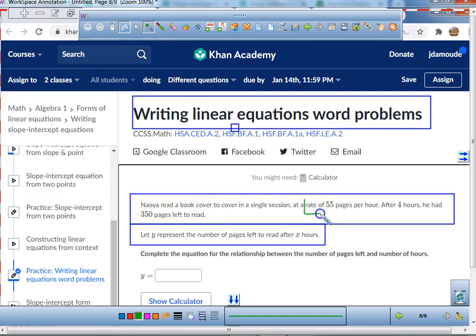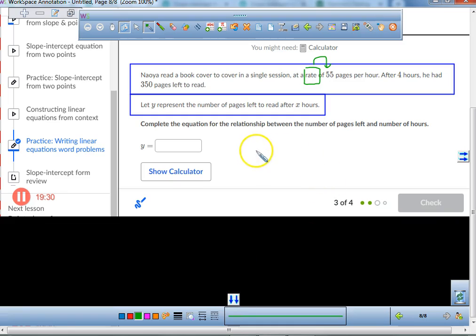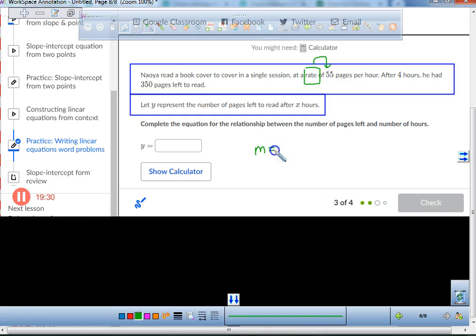Key word, guys. Anytime you guys see the word rate, what is the rate always deal with? Slope. Now listen, I'm going to put M equals 55. But wait a second. After 4 hours, he had 350 pages left to read. So, our slope's not going to be positive 55. It's going to be negative 55 because it's talking about pages left to read.